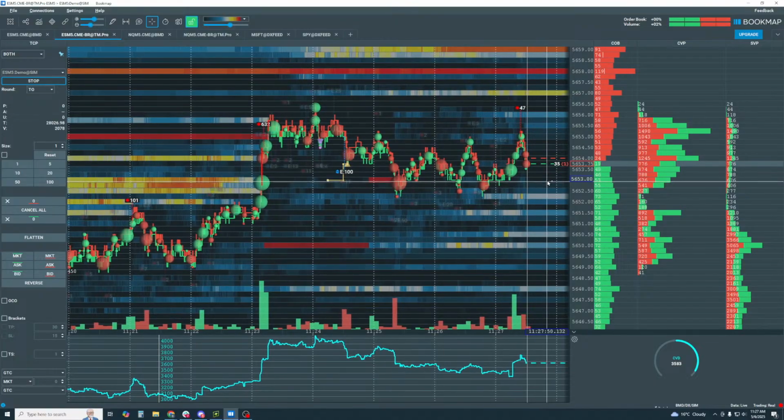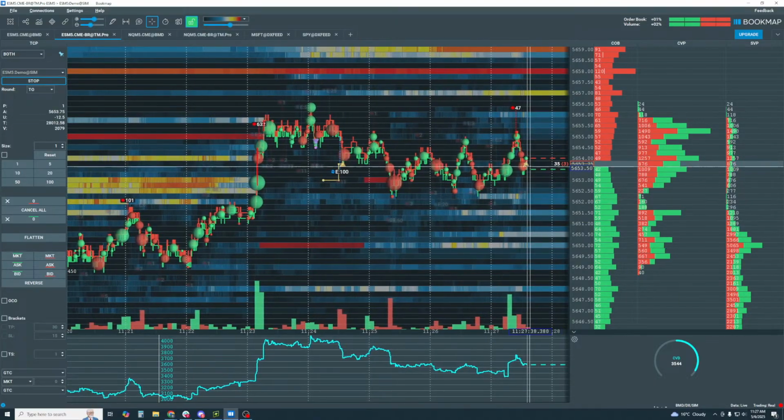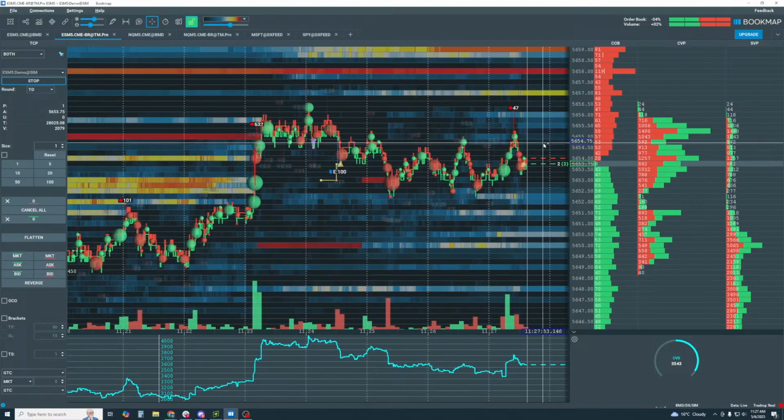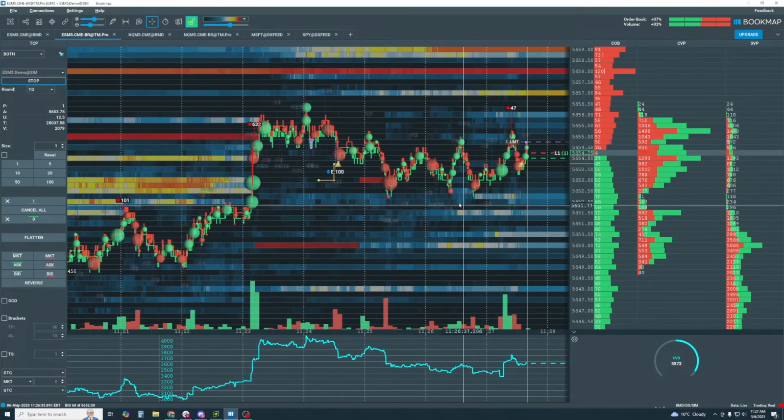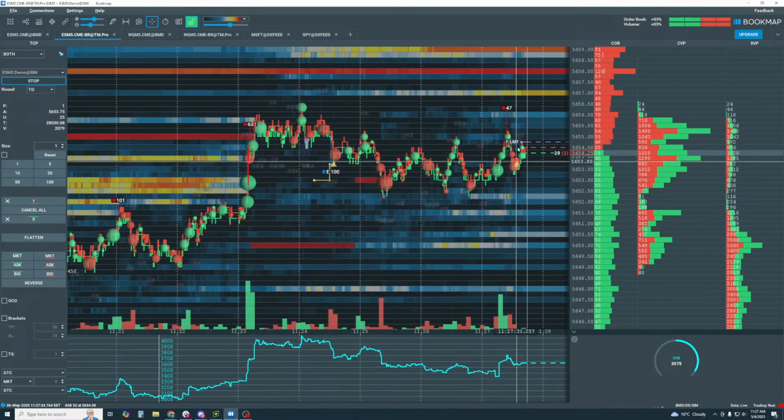But here, let's see if we can get another move back down. Okay, and then let's just see. All right, so this is going to be a real quick scalp, and boy, this is not the right time to do it, right at the European close.